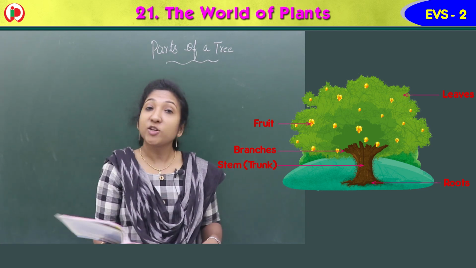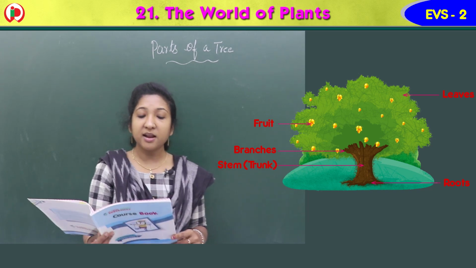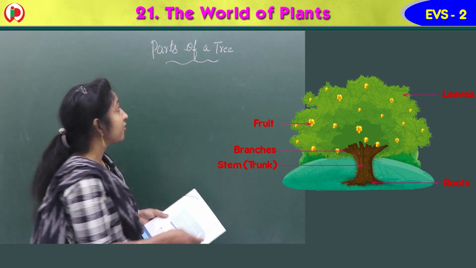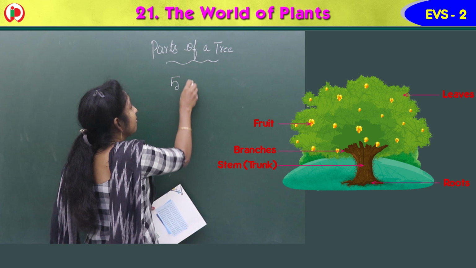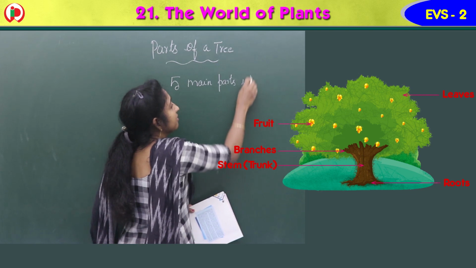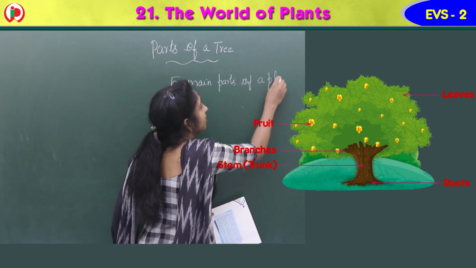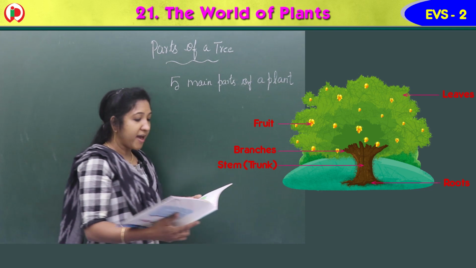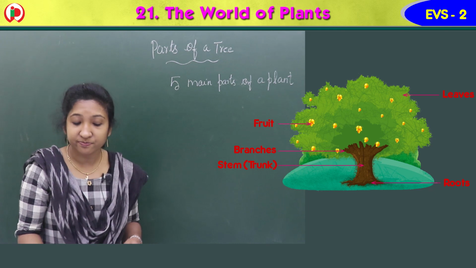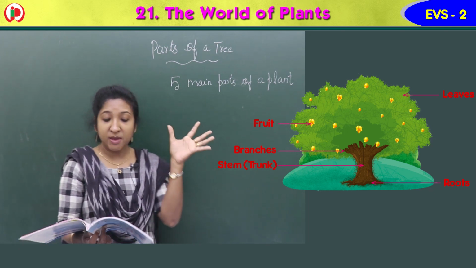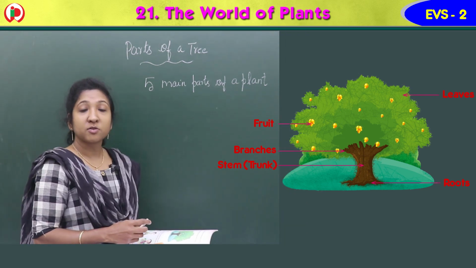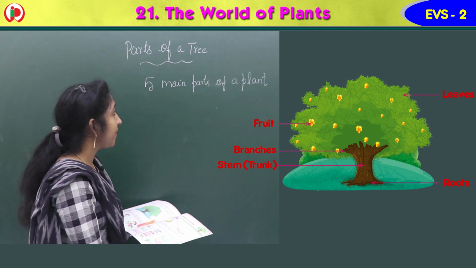Now let us learn about these parts. There are 5 main parts of a plant. So how many parts are there, children, for a plant? There are 5 main parts for a plant. What are they? Can you see the image here? Image of a tree they have given here.